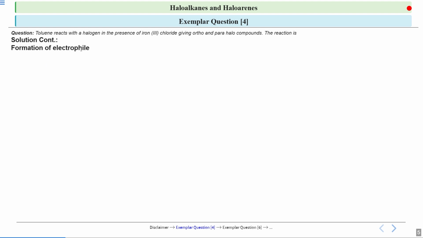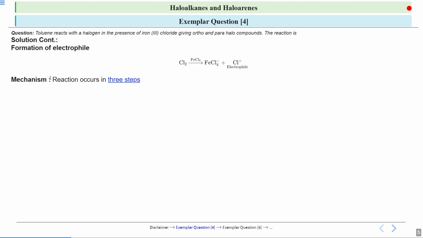Formation of electrophile. Let's see how that Cl+ electrophile is actually forming. So Cl2, that is the chlorine molecule. When toluene reacts with halogen, we have the reactant as a halogen molecule, which is a chlorine molecule. When the chlorine molecule reacts with our catalyst iron(III) chloride, that is FeCl3, you will get FeCl4 negative plus Cl positive, that is an electrophile. So this is how the electrophile forms in this reaction.